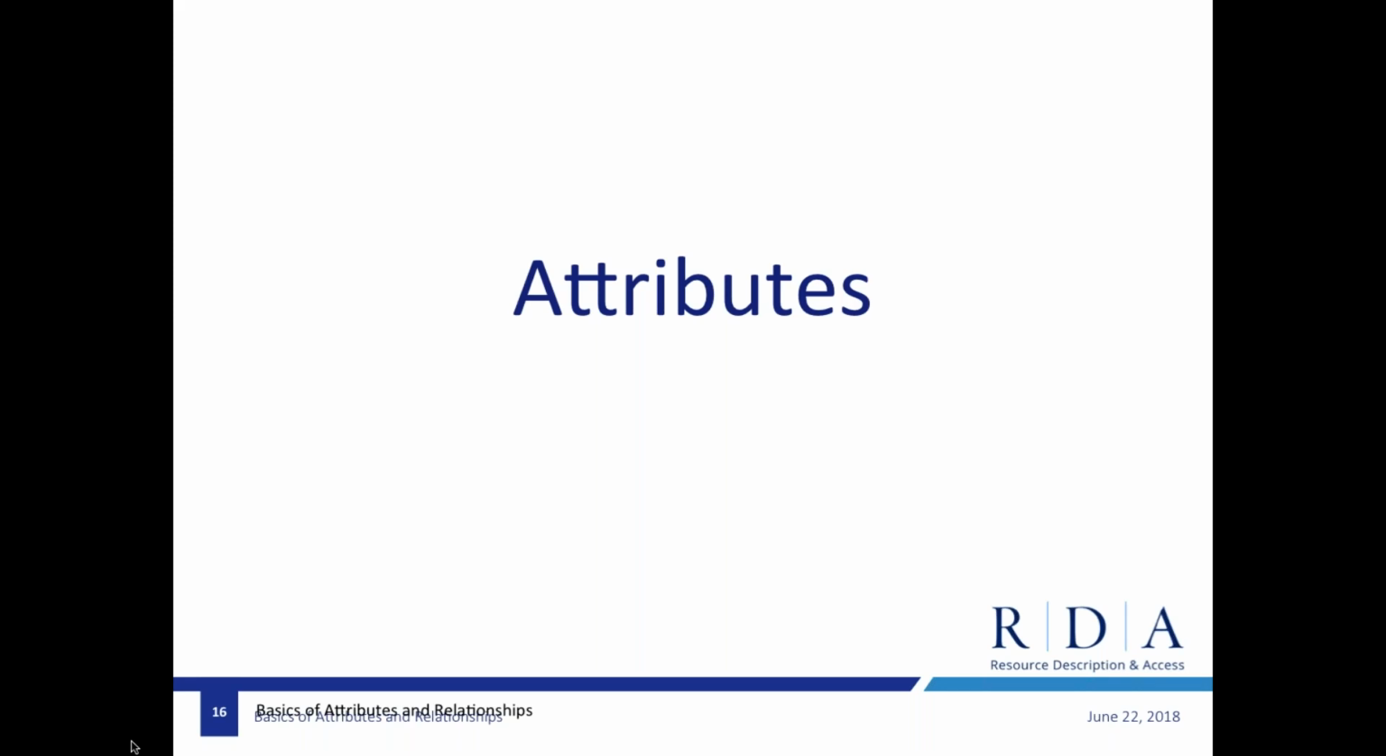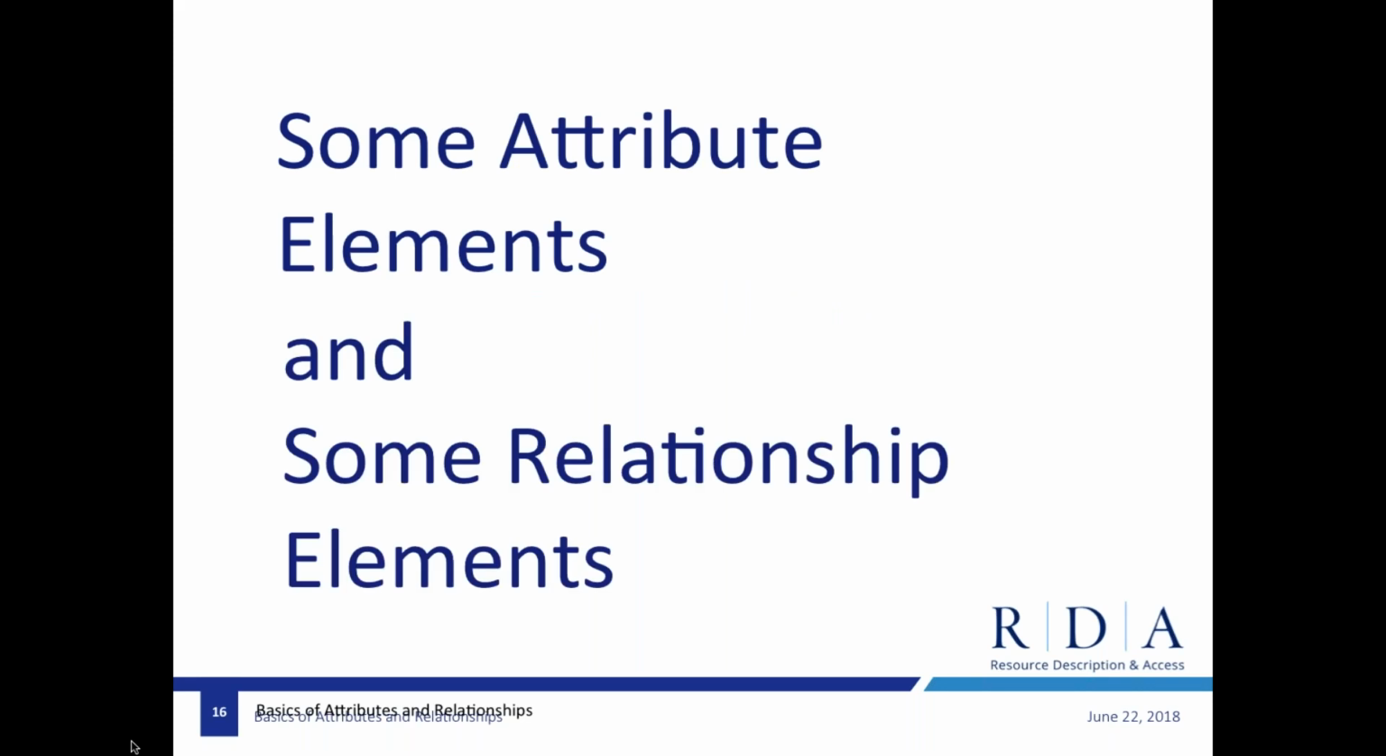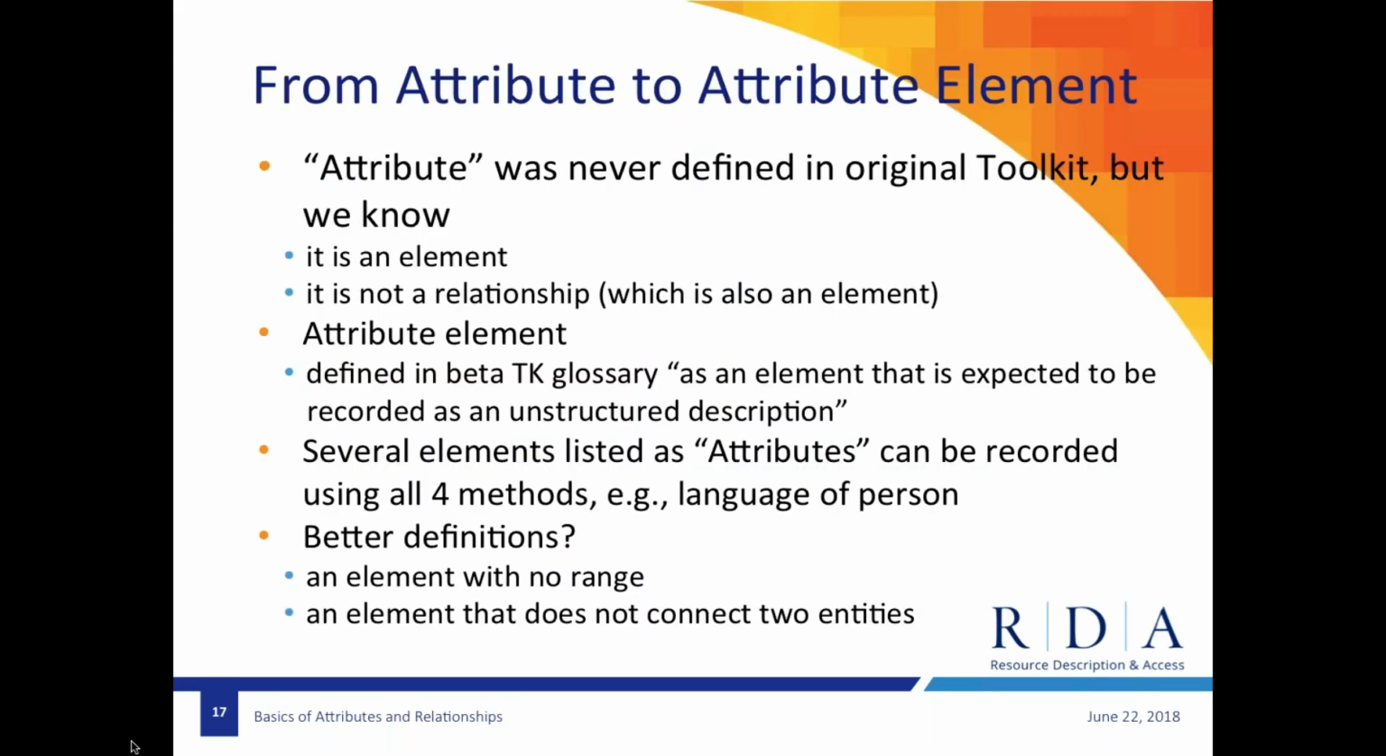Okay, so attributes from the original toolkit. This gets a bit more complicated. We have some attribute elements, and we have some relationship elements, depending on what it is. So first we'll talk about the easier case, from an attribute to an attribute element.